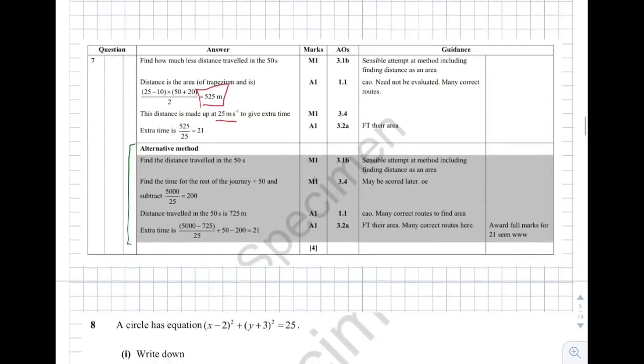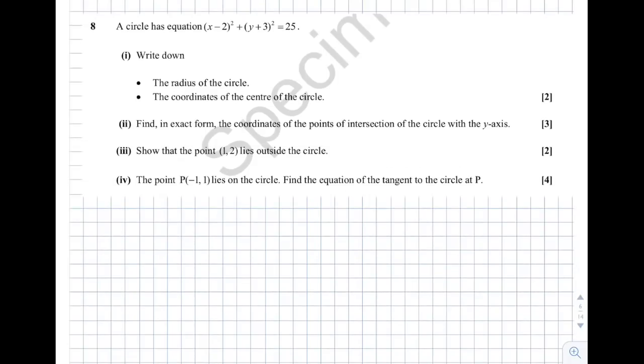Right, question 8. A circle has equation, blah, blah, blah. Write down the radius and the coordinates of the centre. So you need to know that all circle equations look like x minus the x coordinate of the centre squared plus y minus the y coordinate of the centre squared, and that equals the radius squared. So the radius is going to be 5 because we've got to square root it. The coordinates of the centre are going to be 2, minus 3.